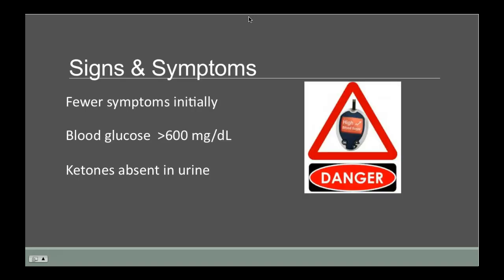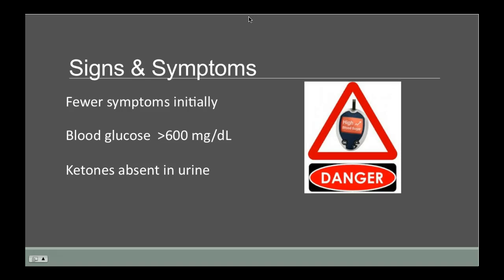The signs and symptoms of HHNC include a really extremely high blood sugar of greater than 600 milligrams per deciliter. The symptoms at first are kind of few and far between, which allows the blood sugar to really get out of control before it is discovered that there's something going on. What you will find that's different about HHNC is that there are not ketones in the urine. So this is a huge difference between this condition and DKA.